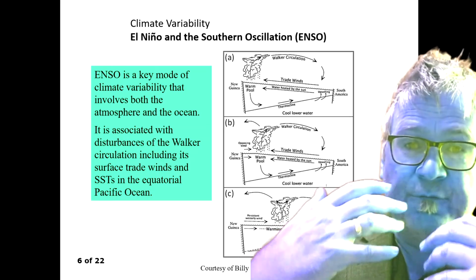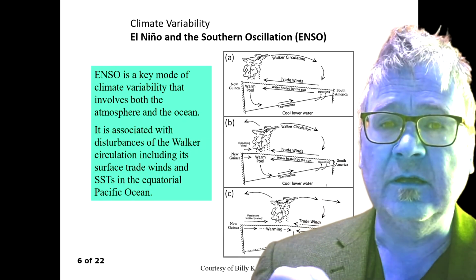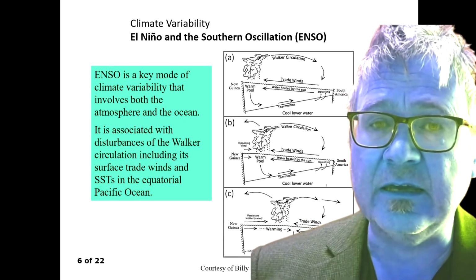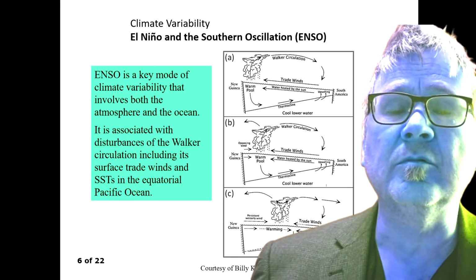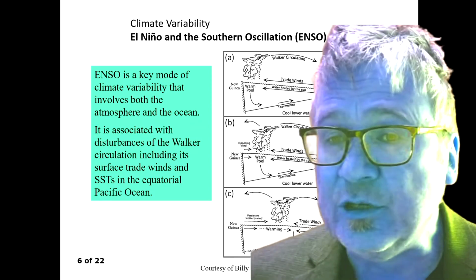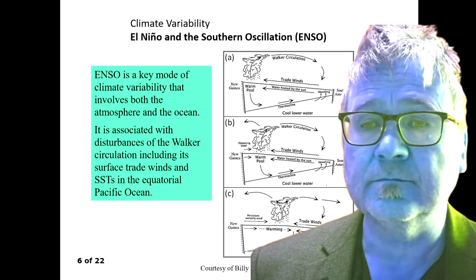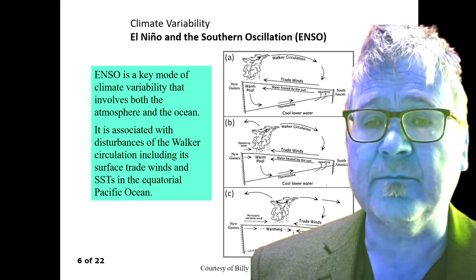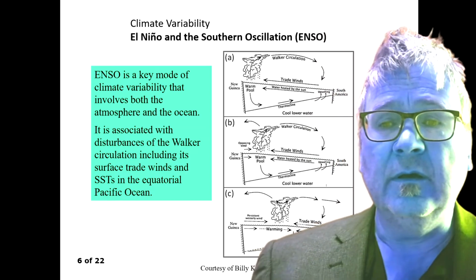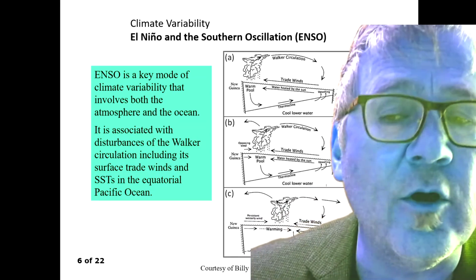So the variability associated with the generation of El Nino events is called the El Nino and the Southern Oscillation, ENSO. And here's a sketch of how it all works.